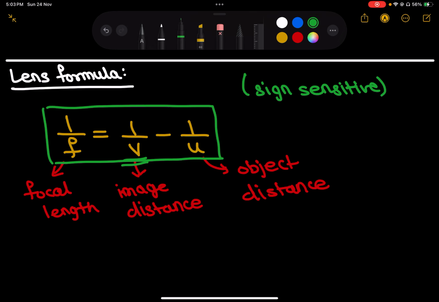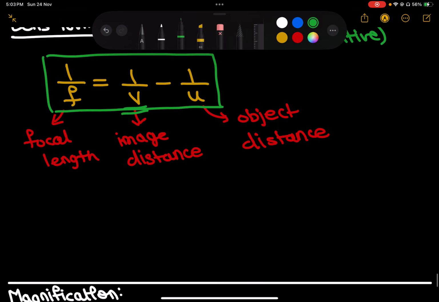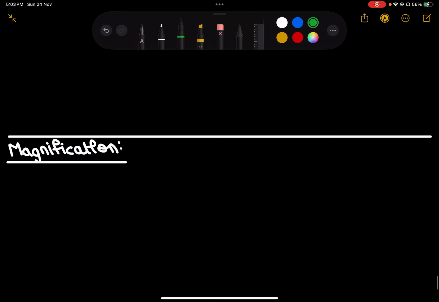Related to the mirror formula, and you will remember it. Mirror formula is 1 by v plus 1 by u is equal to 1 by f. Lens formula is 1 by v minus 1 by u is equal to 1 by f. Understood? Okay. Moving on. Now magnification.